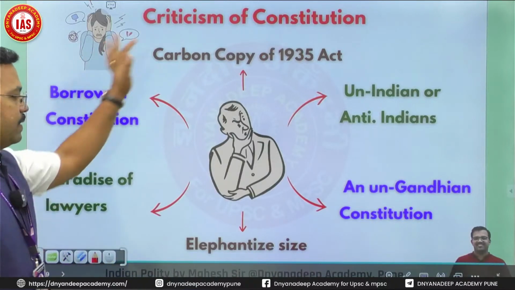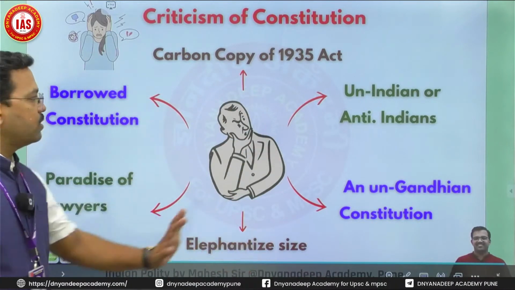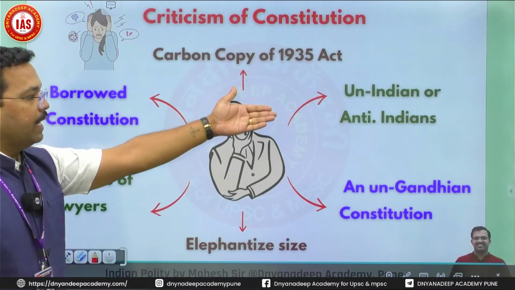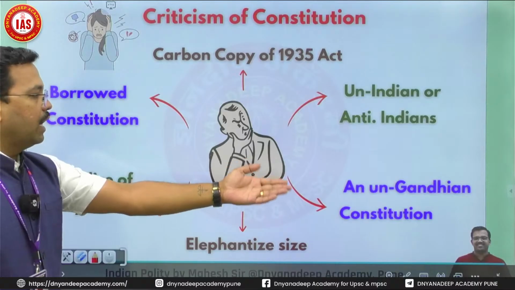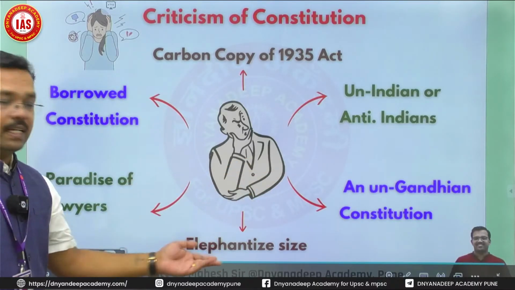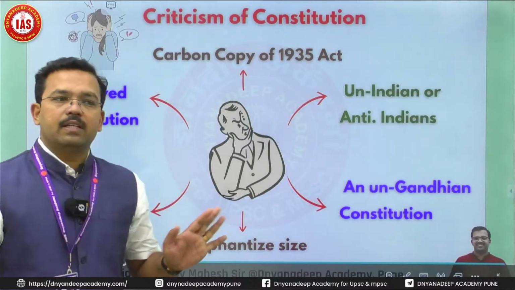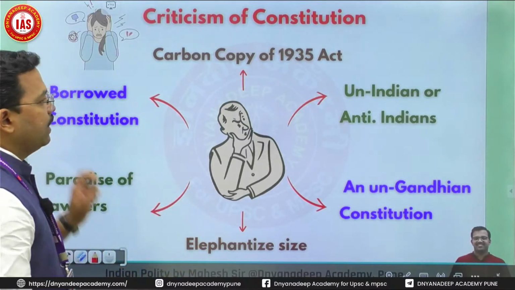Now, this is the criticism of the Indian Constitution. It is a carbon copy of the 1935 Act, un-Indian or anti-Indian, an un-Gandhian Constitution, elephantine size, or paradise of lawyers, borrowed Constitution. Many of these are unnecessary criticisms of the Indian Constitution.